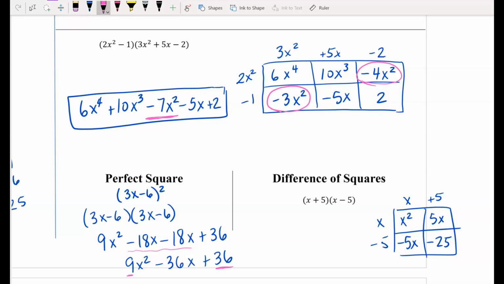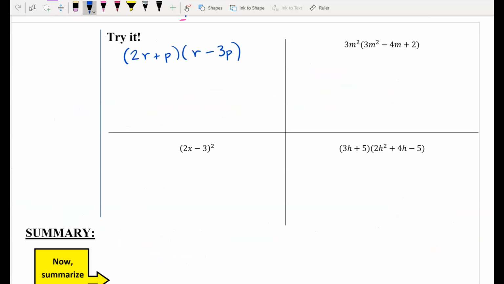When we combine our like terms on the diagonal right here, they cancel out because 5x and negative 5x are opposites of each other, so they zero out. And what's left for our answer is just the x squared and the minus 25. So when we have the difference of squares, we end up with just two terms like this. And you'll see that pattern over and over. It's good to pay attention to it.